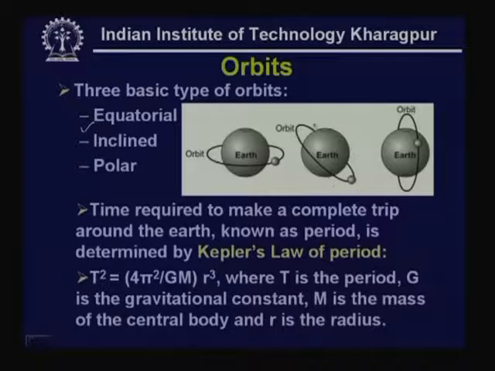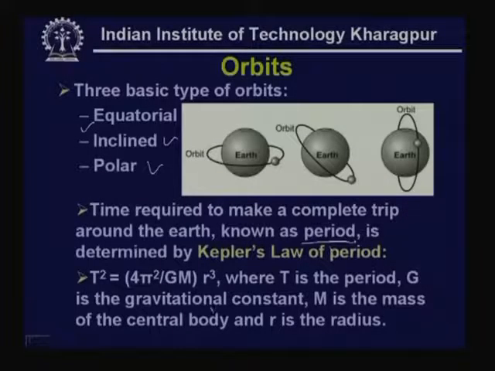Then it can be inclined with respect to the earth's polar line, the vertical axis, or it can be polar. So, the orbit can be more vertical in this direction, that means polar orbits. So, you can have three different types of orbits. As you know, the time required to make a complete trip around the earth is known as the period.